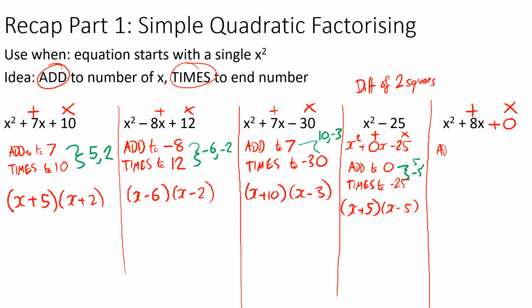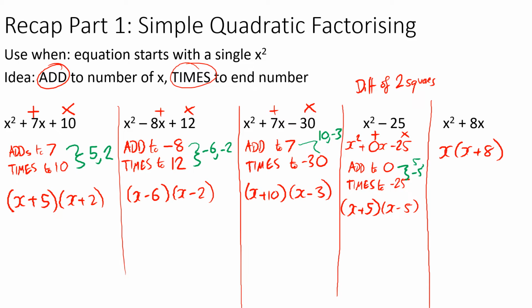We can still say, okay, what adds to 8 and times to 0? And we know by now that means one of the numbers must be 0, and if they add to 8, it must be 8 and 0. So we could go ahead and write down x plus 0 and x plus 8, but that's a bit horrible. What we tend to want to do on this sort of question is actually just recognize the fact that this is a simple factorizing. You can fit x into both terms, so it's just x times x plus 8, which is how you'll normally see this done.